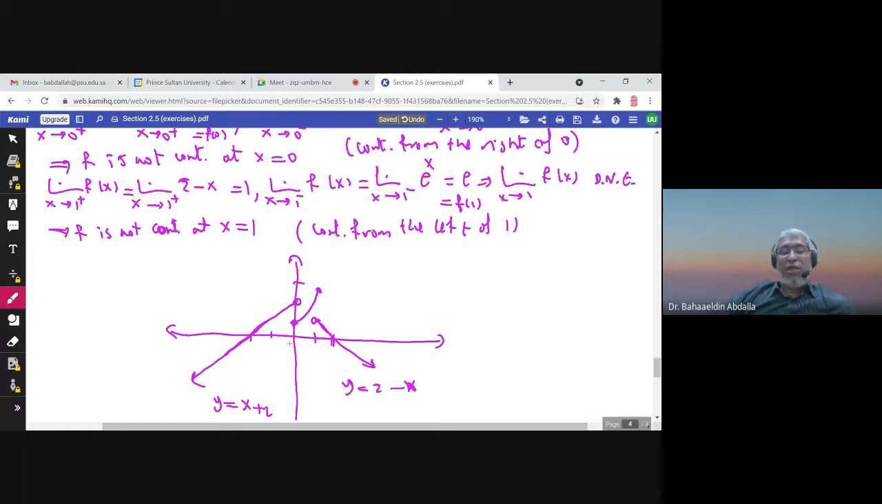As you can see, at 1, it's continuous from the left. At 0, it's continuous from the right. But anyway, in general, the function is not continuous, neither at 0 nor at 1.